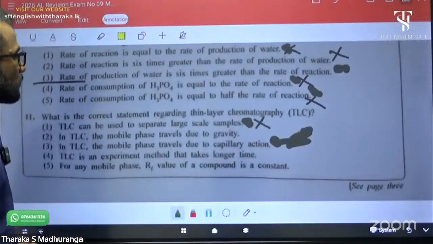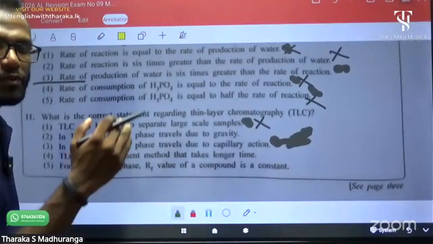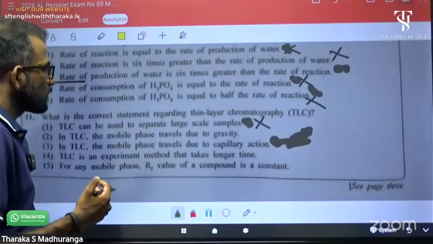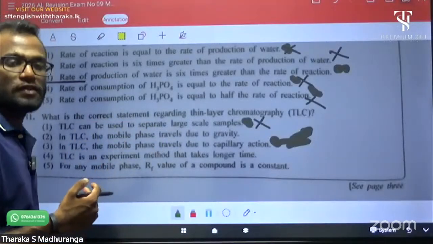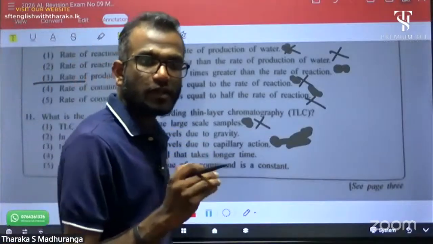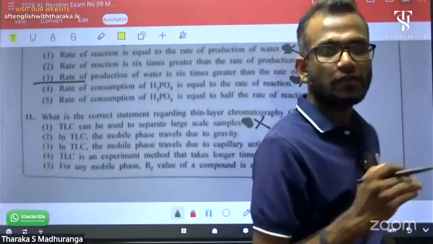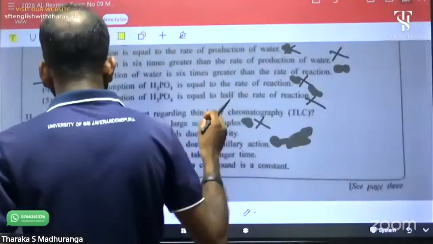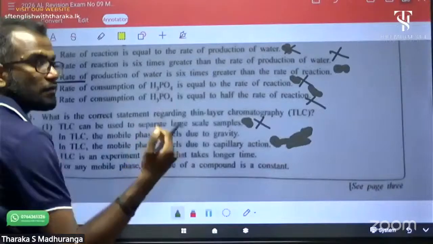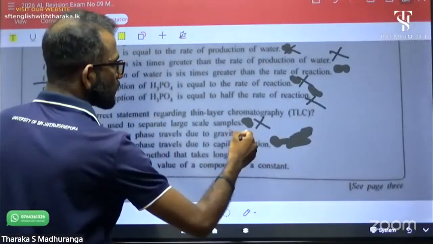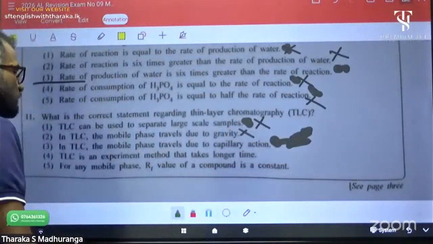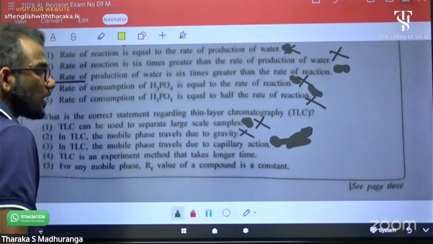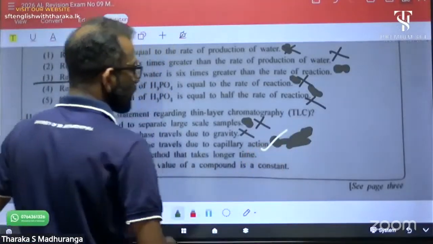In TLC, the mobile phase travels due to gravity? Not gravity. It travels due to the gel layer, opposite to the gravity, right? In TLC, the mobile phase travels by capillary action. Yeah, capillary action is correct.